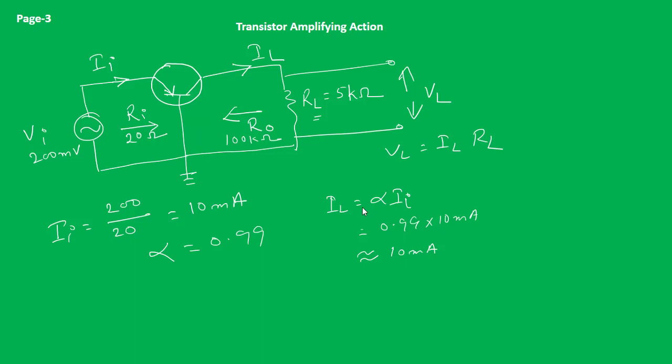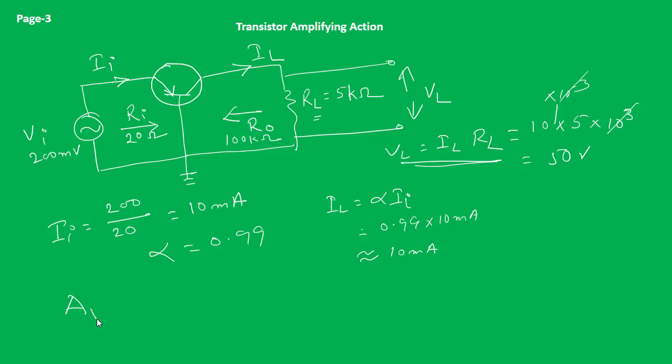Now this is my IL. So what will be my load voltage then? VL equal to IL into RL. So IL say 10 milliampere we have considered, RL is 5 kilo ohms, so this is 10 to the power 3, and this is milliampere, so here also we have 10 to the power minus 3. So this will get cancelled, and we get 50 volt. So output voltage is 50 volt, input voltage is 200 millivolts.